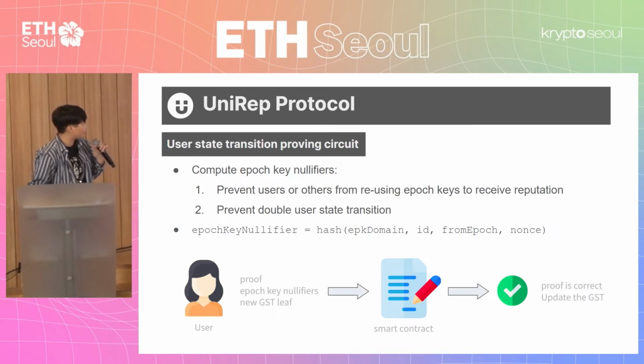Yeah, so if the user generates the user state transition ZKP proof and submits it to the Unirep smart contract, everyone in this protocol can verify if the proof is correct, and then if it is correct, update the global state tree.